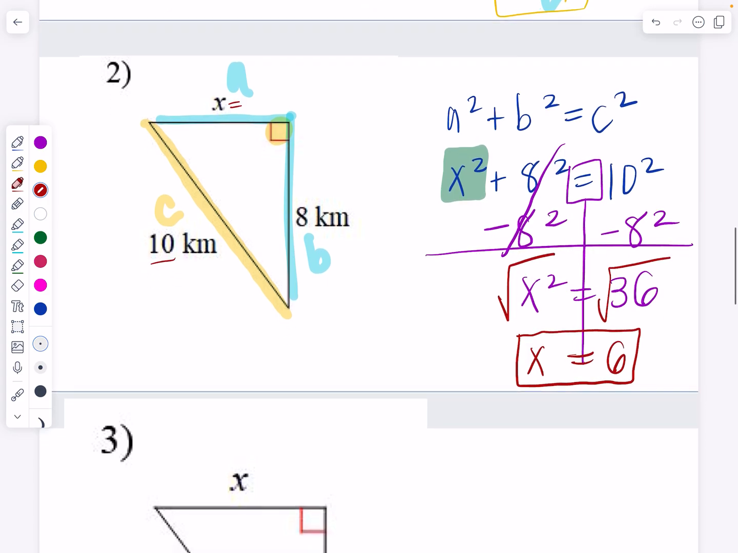All right, so x is going to be 6. The only other thing I want to do is make sure that makes sense as an answer. Is 6 less than 10 like I anticipated for the hypotenuse? It is. So the leg being 6 would be a good answer.